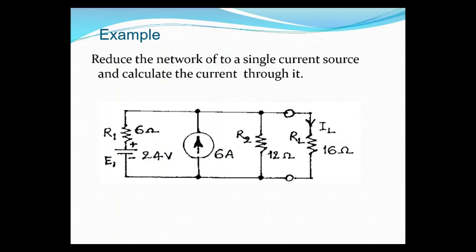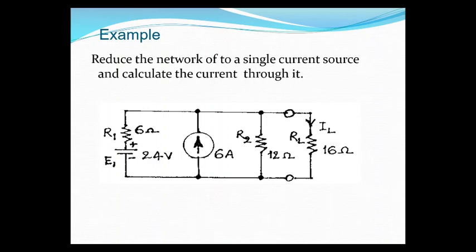Here, reduce the network to a single current source and calculate the current through it. So in this circuit, what is there? There is a voltage source, there is a current source, and two resistors, 12 ohms and 16 ohms. Now, the problem is that this total network has to be converted into a single current source. So now what we have to do is, this 24 volts voltage source in series with 6 ohms must be converted into a single current source.